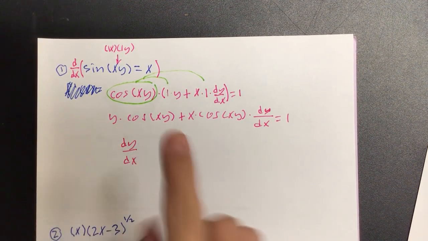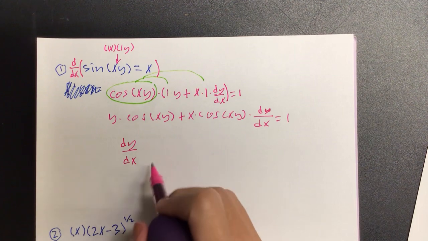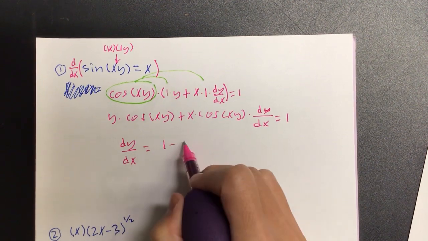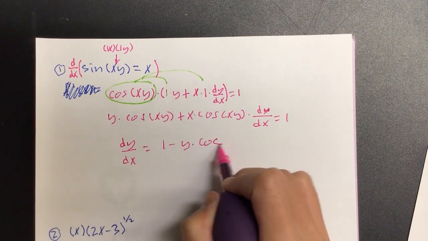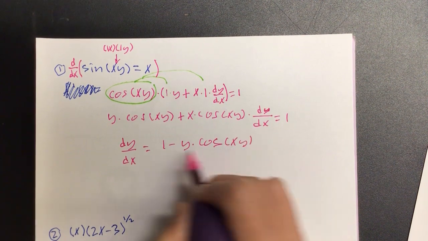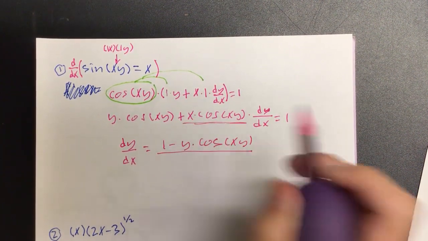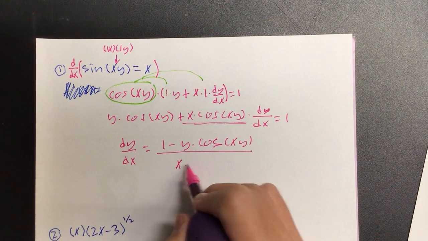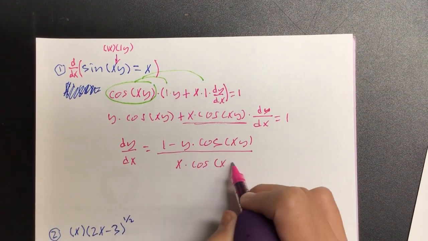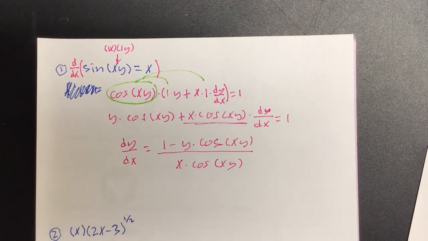When I subtract this, that 1 still remains. Minus y cosine of xy over the value that's right next to the dy over dx, which is x cosine of xy. And that's as far as we can get to. I don't have the choices with me. Is it? Yeah. All right, let's do our second one.